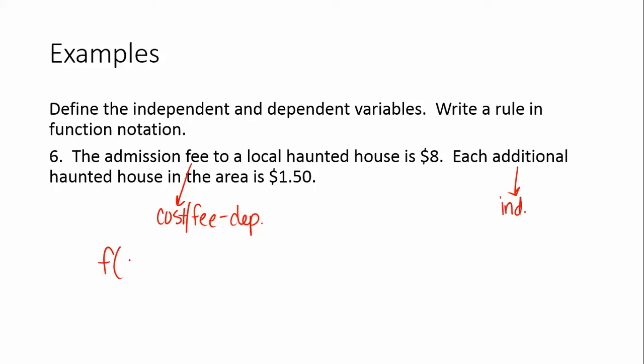So we would write f of x, and then the question is, how do we determine how much money is spent? Well, it says that the admission fee is $8, so we know we have to pay $8 for the first one, plus each additional haunted house in the area is $1.50. Here's where you have to be careful. You can write this a couple of different ways. If you visit 7 haunted houses altogether, the first house was $8, so it's 6 more at $1.50. So you could do $1.50 times x minus 6, if x represents the number of haunted houses total.